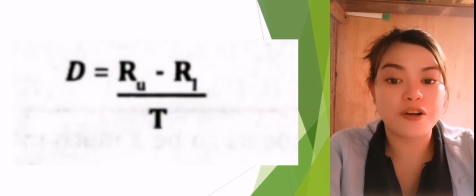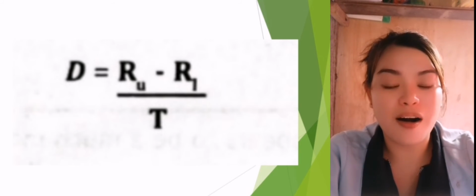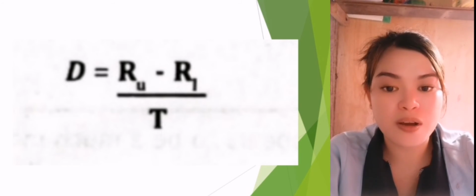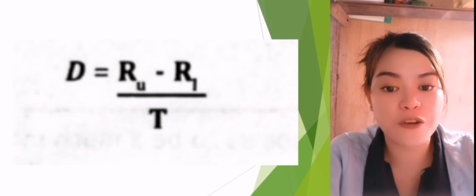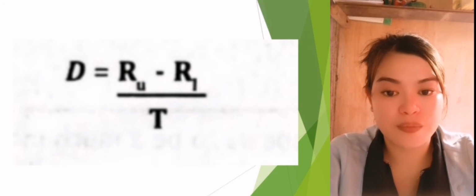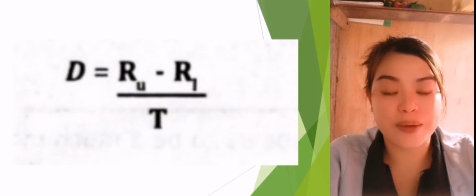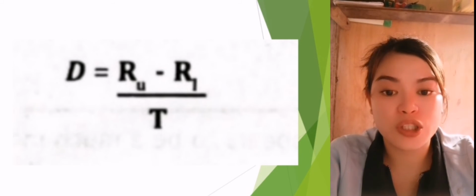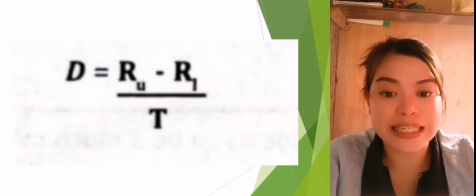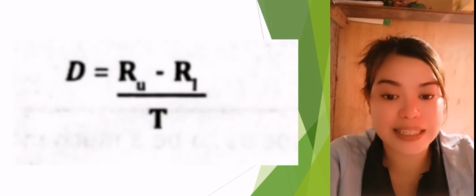So we have here another formula which can bring about the same result. D equals RU minus RL over T, where RU equals the number of the upper group getting the item correct, RL equals the number of the lower group getting the item correct, while T equals the number in either group. So it will become D equals RU minus RL divided by T.